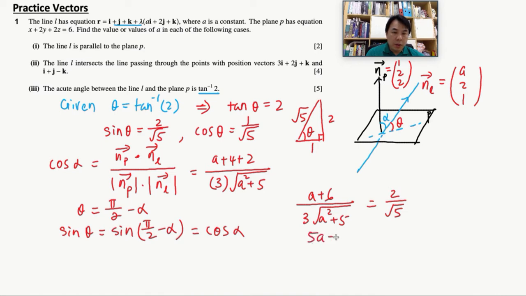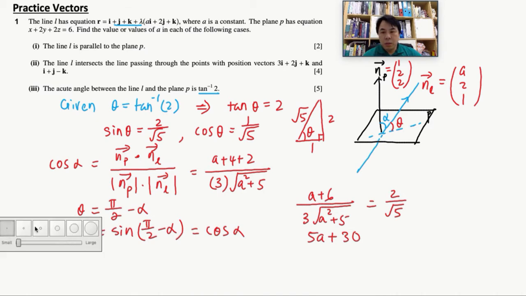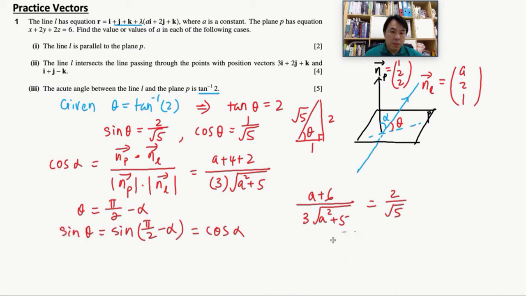That would be 5a plus... oops, I think I did something wrong here. Just let me clean this up. That shouldn't be the case. It should be 5a plus 6 squared, right? So in this case, it'll be 49, 36a squared plus 5. Okay, that's what we have. So from here we have a squared plus 12a plus 36.